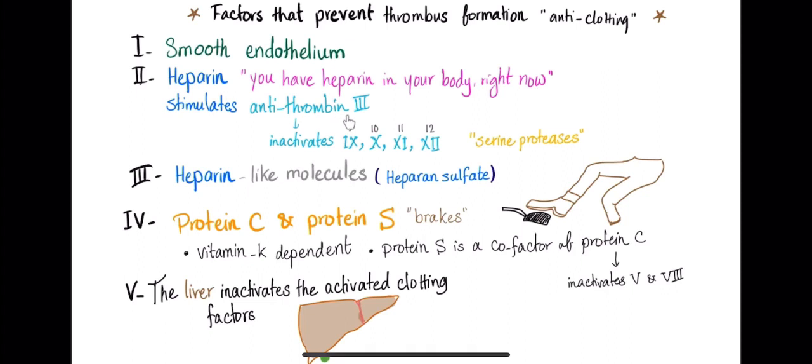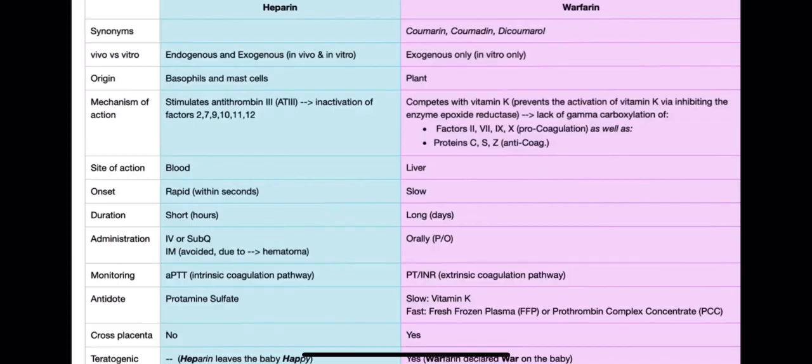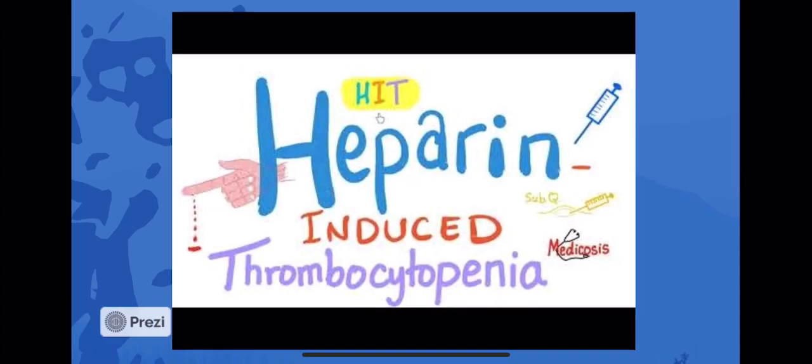How does heparin work? It stimulates antithrombin 3, and we have talked about this in the previous video. Heparin works by stimulating antithrombin 3. The site of action: blood. Onset is rapid, duration is short, it's always an injection. How do you monitor the unfractionated heparin? PTT. But the PTT cannot monitor the low molecular weight heparin as discussed in the previous video. Here's the unfractionated.